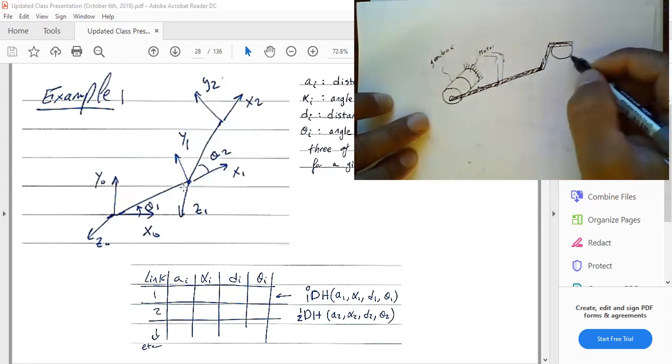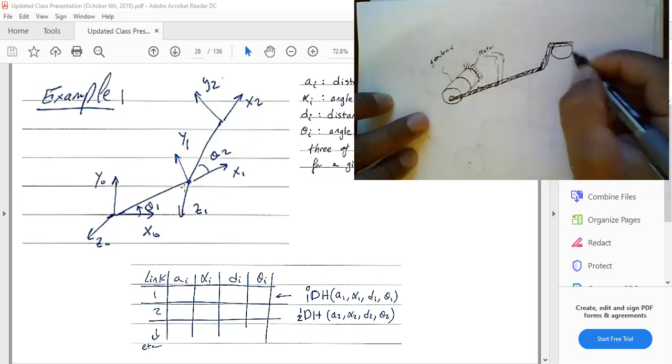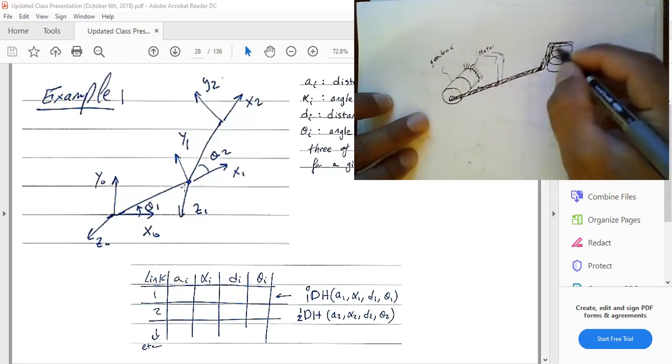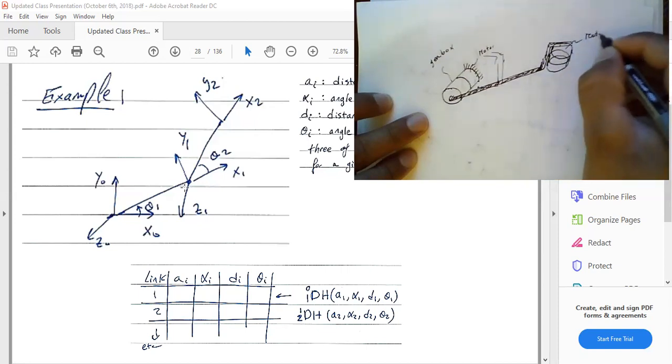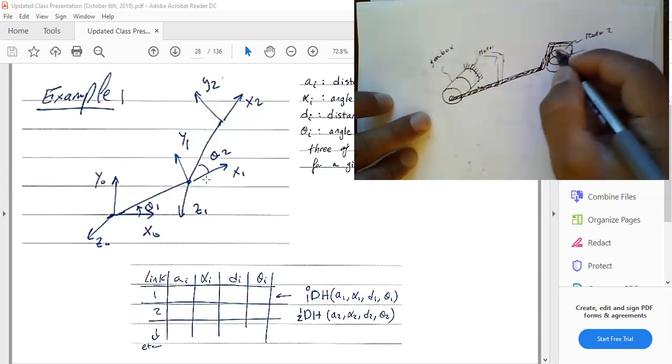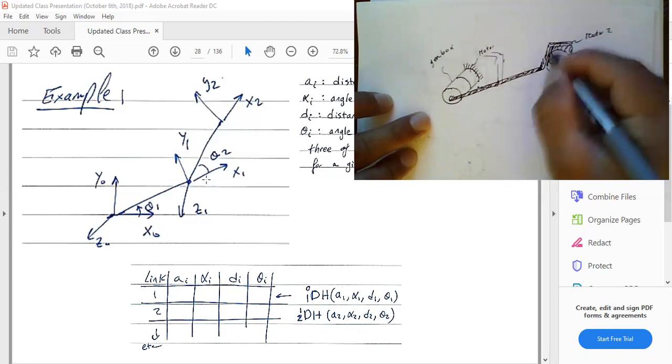Okay, so this is my second motor, and this is my gearbox connected to it like that, right? So this is motor 2, and this is the second gearbox. This is all basically one part, so the motor is actually part of that link.